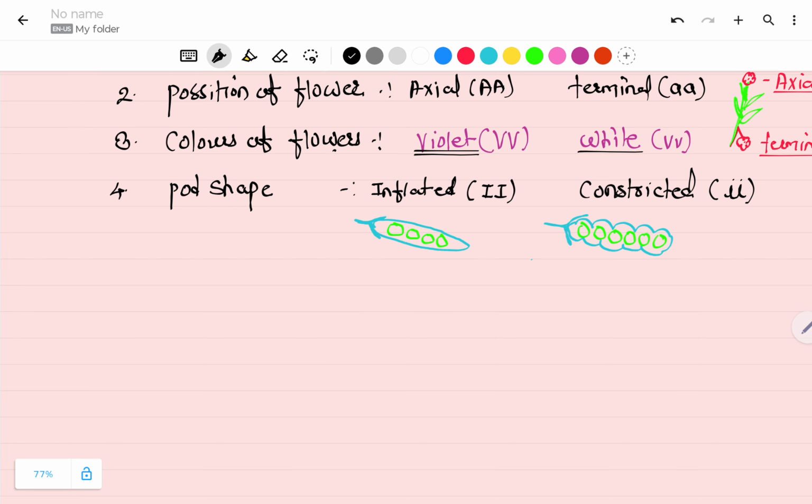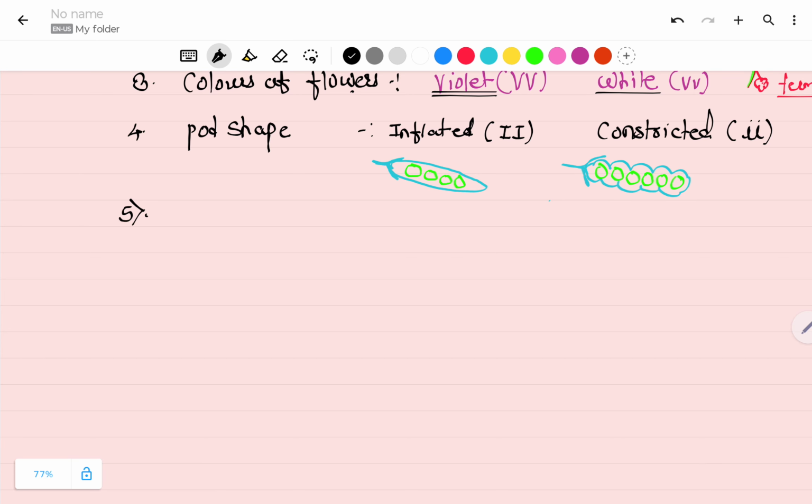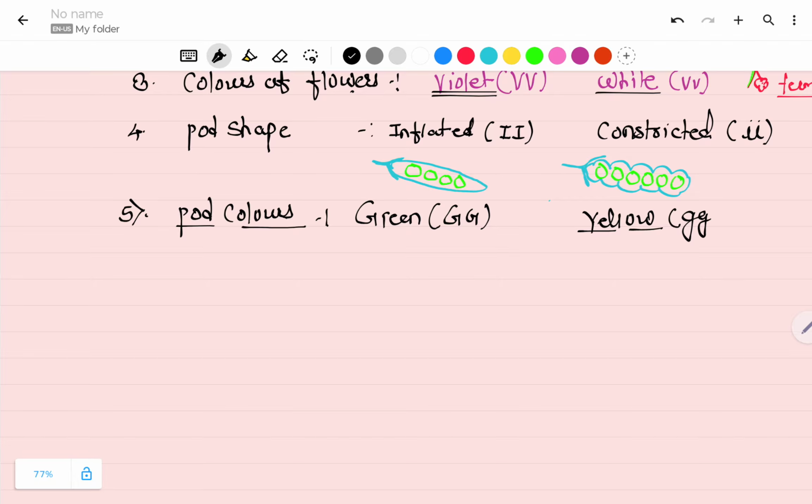Now the next character selected by Dr. John Mendel is the fifth character, pod color. The pod basically has two types of color: the green color, as well as the yellow color. Green is represented as the capital G, and yellow is represented as the small g. So this is the pod color. Green is the dominant color and yellow is the recessive color.